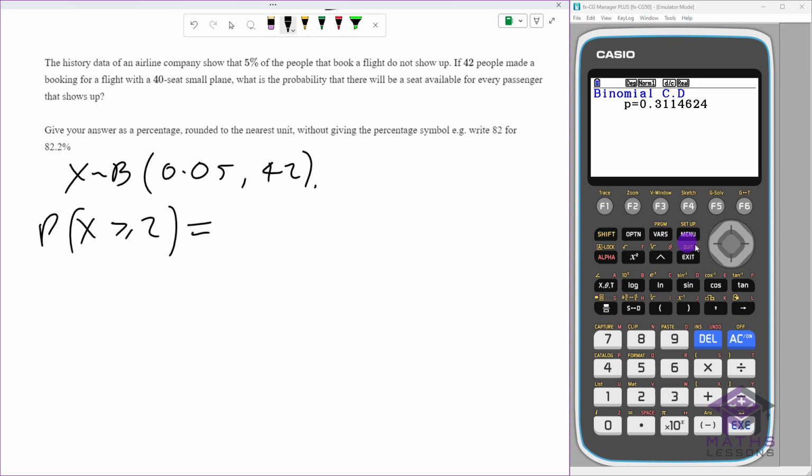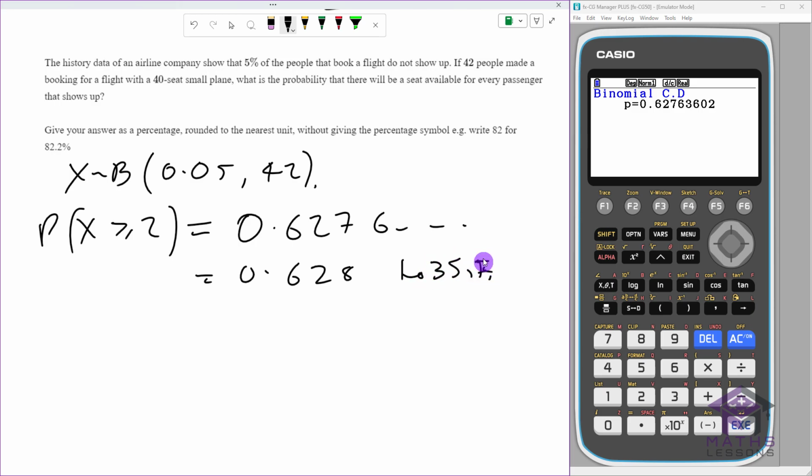and then I'm okay. So if I go back to here and I put my lower value as 2 and my upper value as 42, because if all of them don't show up, there'll be enough room for everybody. And we've got 42 trials, and a probability of 0.05. Press execute, and we get our answer as 0.6276 and so on. So it's equal to 0.628 to 3SF, or to a whole percentage, because actually it wants a whole percentage. So we're going to do 63% as our answer.